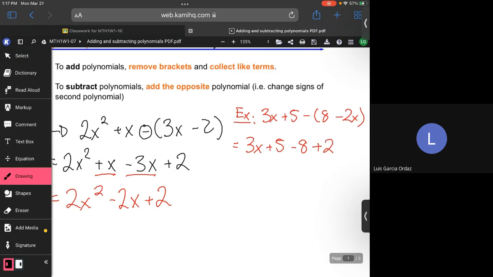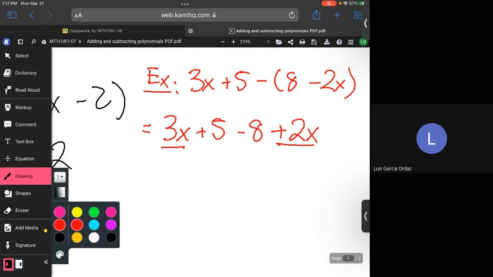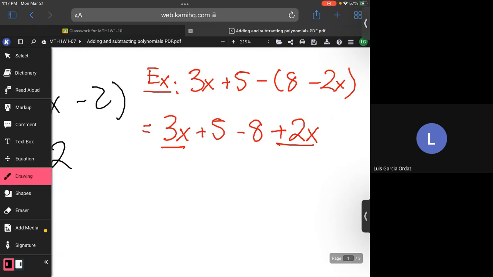There we go. Okay. So what are my pairs of like terms? I have 2 sets here. What's the first one? Claire? 3x and 2x. What's my second pair of like terms? John? 5, 8. Remember, negative 8.